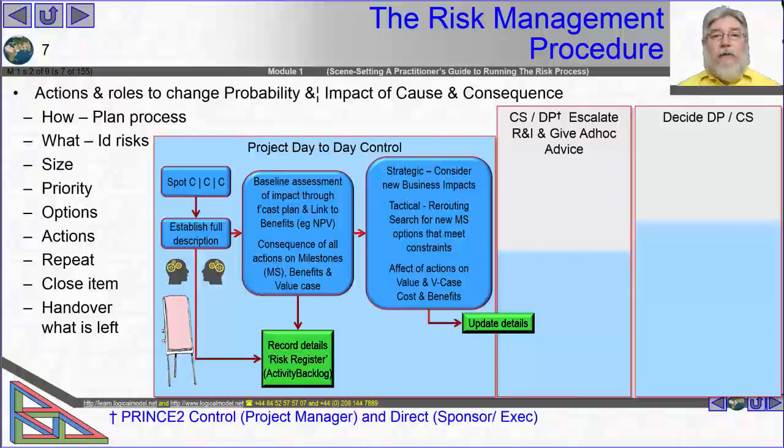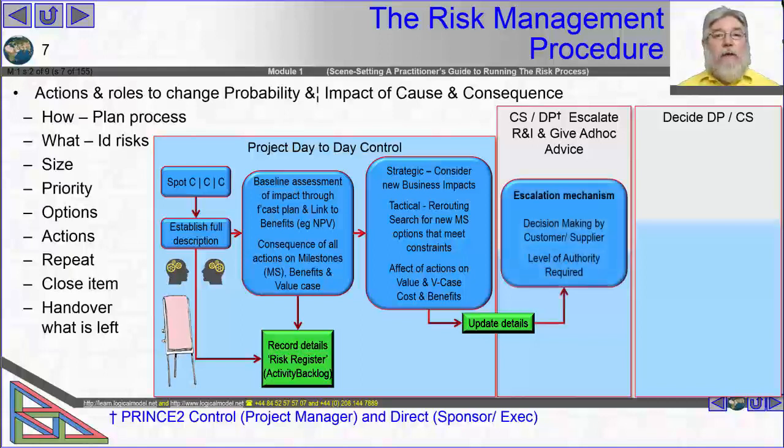But it may be that those decisions are outside of my authority. They may be outside of my expertise. So having got this far, the next thing I need to do is consider the escalation mechanism. That is to say, decision making by customer and or supplier at the appropriate level of authority, which is why I have it spanning from the blue day-to-day control into the grey of management oversight and considerations, or leadership and sponsorship considerations. So we're going to talk about that later.